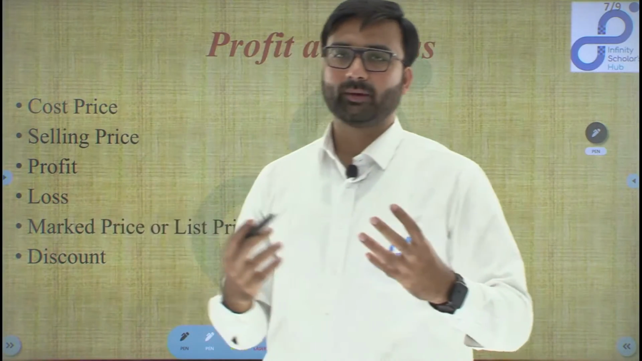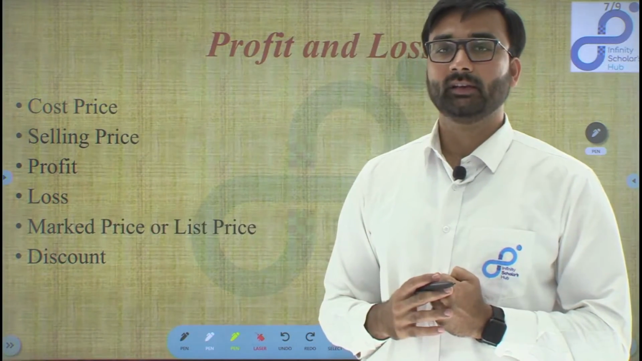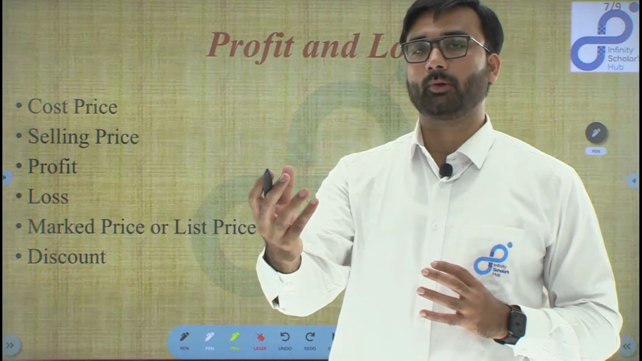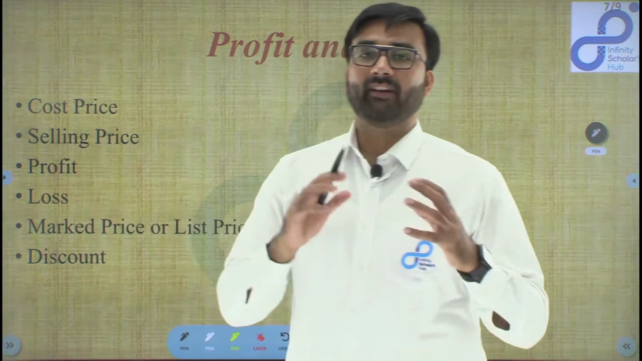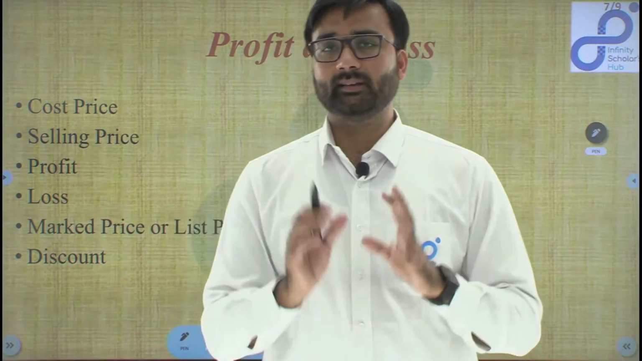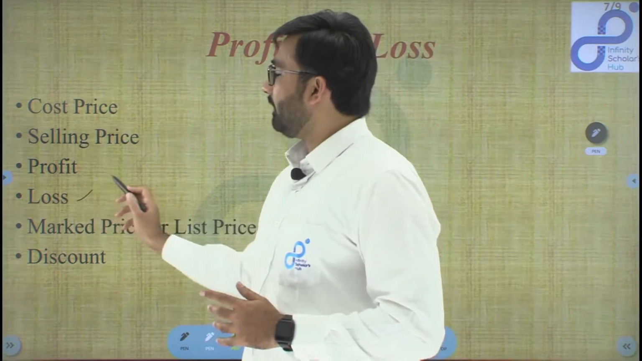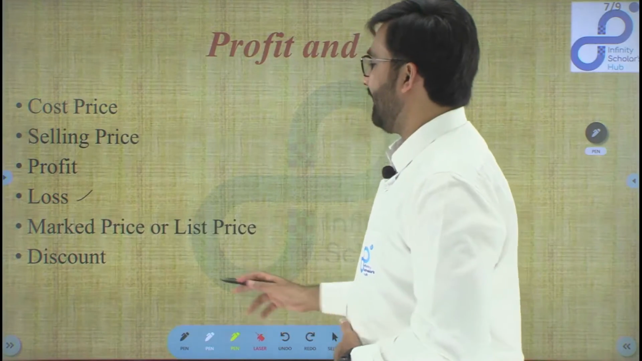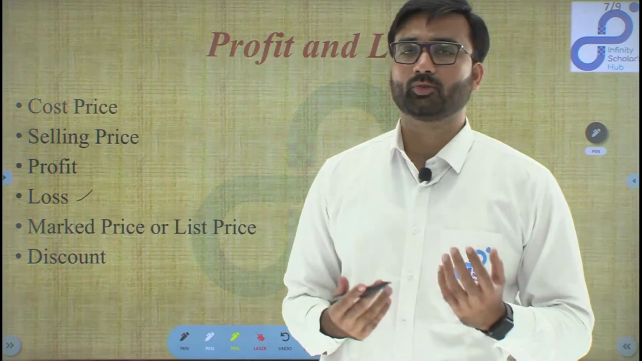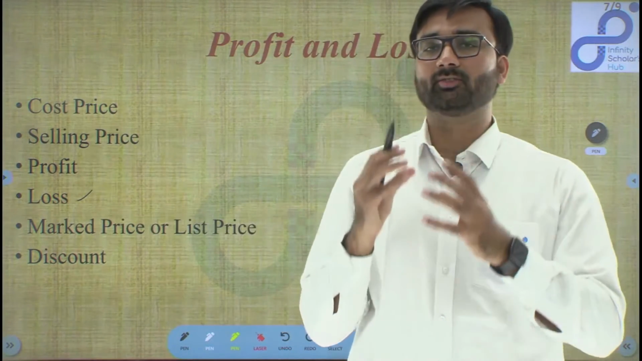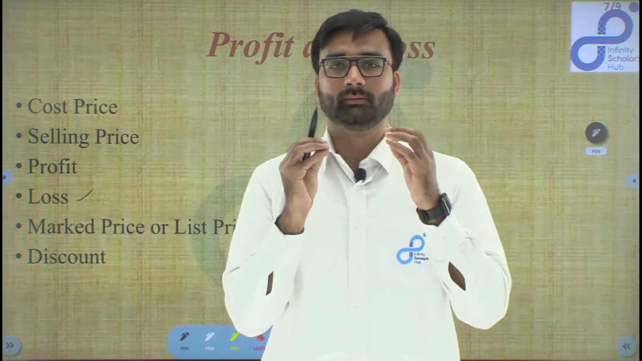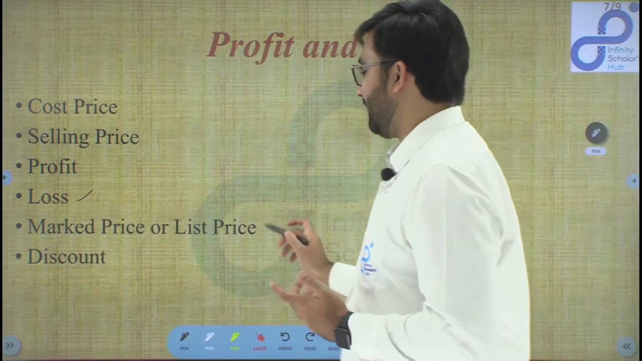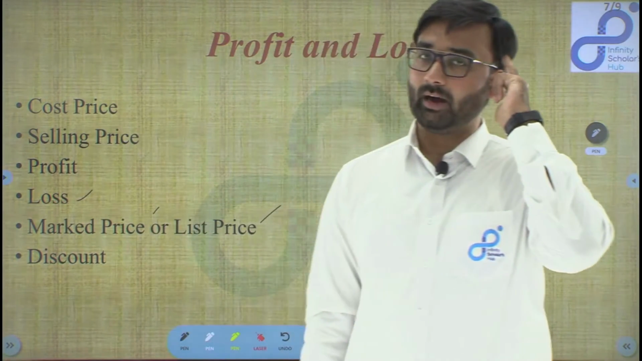So cost price is the price at which you buy something. Selling price is the price at which you sell that particular product. Profit: whenever your selling price is greater than cost price, that means you have made a profit. Whenever your selling price is less than the cost price, that means you have made a loss. Then mark price or list price. See, you all might be going to shopping malls and you might see the tags on different clothes where the price of that particular product is written. So that is called list price, or you even say that as mark price, okay.